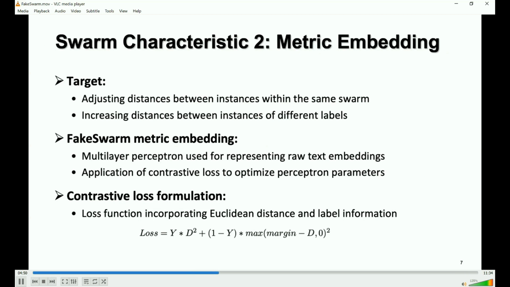And the second swarming characteristic is the metric information. Our system leverages contrastive learning to create metric embedding, by adjusting the distance between instances within the same swarm, and increasing the distance between different labels. Contrastive learning enhances the representation of raw text embeddings. Our system adopts a multi-layer perceptron as the embedding network, optimizing parameters using contrastive learning. The loss function incorporates a distance function and label information with the margin hyperparameter controlling the distance between different classes. Through these techniques, our system achieves improved fake news detection by optimizing the distance with the metric embedding.